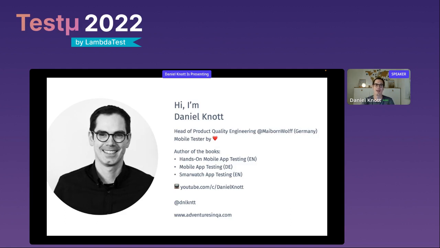And since I moved into the management position, I'm still a mobile tester by heart, right? As you heard in the introduction, I wrote 2 books. One is called Hands-on Mobile App Testing. It got translated into German. It's called Mobile App Testing, and I also did something for smartwatches.